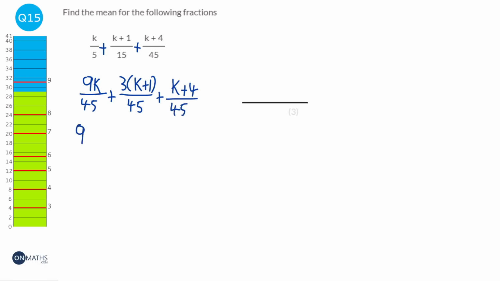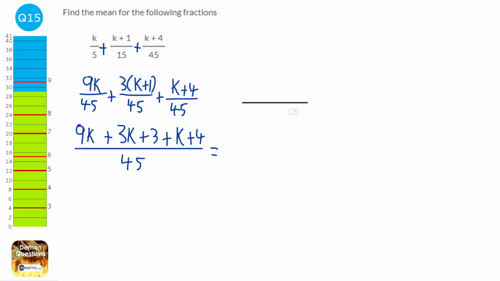Then we can just add the numerators together, and I'm just going to expand the bracket here, so it's 3k plus 3 plus k plus 4, and then all of that over 45. And then we're going to do 9k plus 3k plus k, which is going to be 13k, and then 3 plus 4, which is just 7, over 45. So the sum of them is 13k plus 7 over 45. So to work out the mean, we need to divide it by 3.